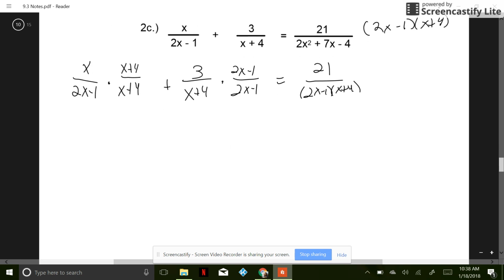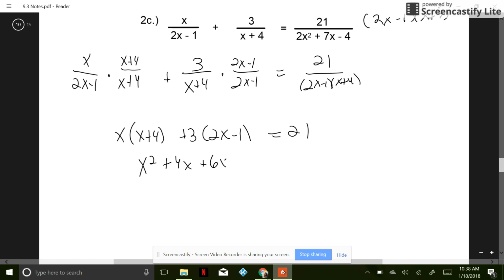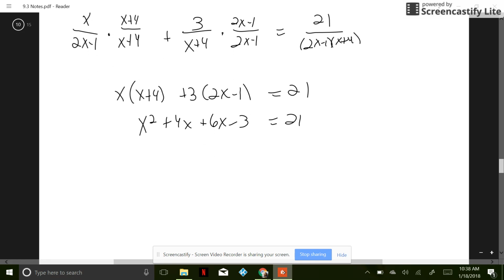So now that I've got everything with a common denominator, I can just focus on the numerators. So that's x times x plus 4 plus 3 times 2x minus 1 will be equal to 21. Distributing, we get x squared plus 4x plus 6x minus 3 equals 21. Writing it in standard form, moving everything to one side, x squared plus 10x minus 24 equal to 0.